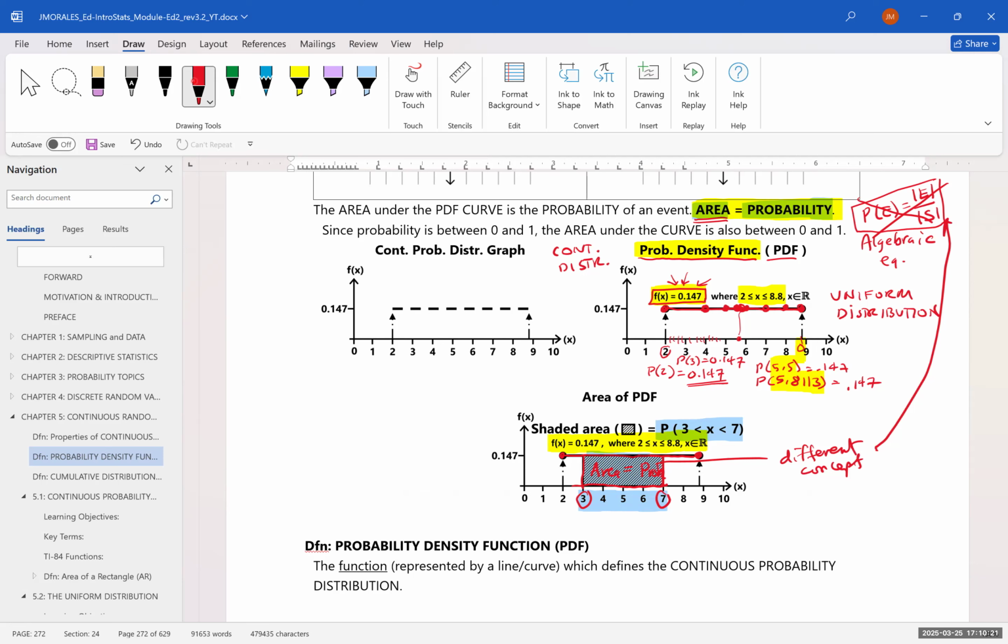Now, this idea of area being equal to probability is not a one and done thing. It's not like we're going to learn this in chapter 5 and then you're not going to see it again. This is the predominant idea from now until the end of the course. So this is something that you want to continually think about and try and wrap your brain around. Now, the reason why I'm doing this in chapter 5 is because right now the area is something that's easier to visualize because we're talking about the area of a rectangle.